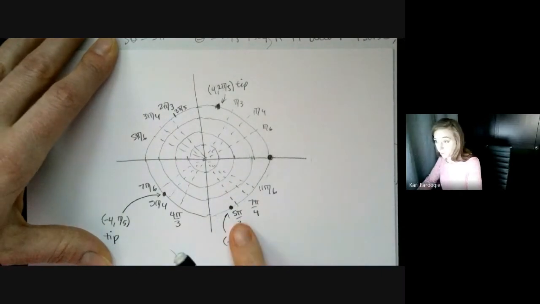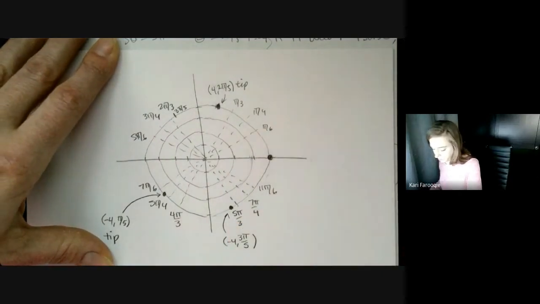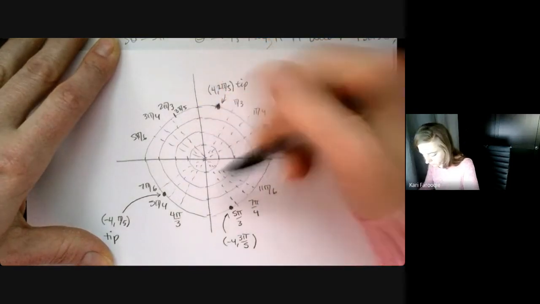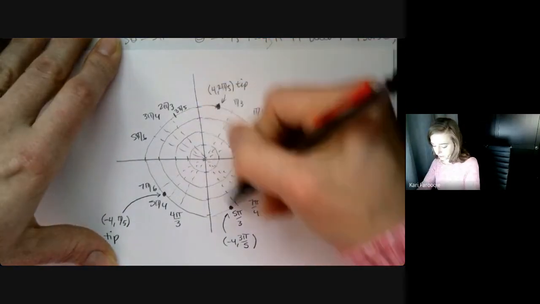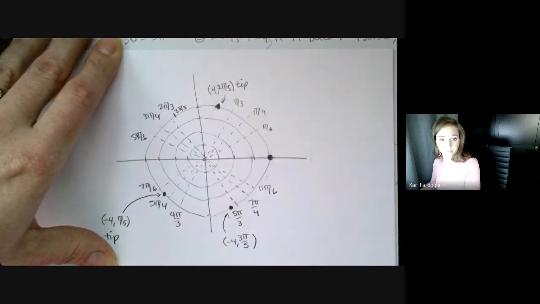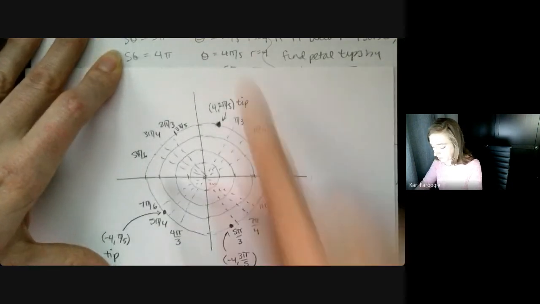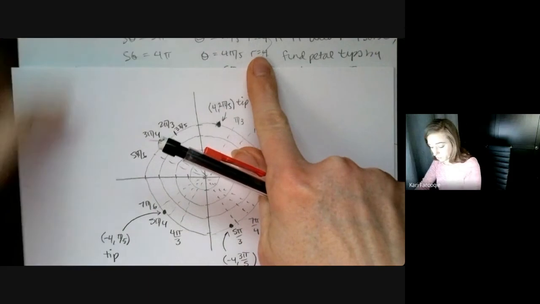Not to be confused with pi over 3. We haven't graphed anything there yet. But your 3/5 pi is going to come down to be a negative radius. And you should start to see that these petal tips begin to look equidistant. Now at 4/5 pi, your radius is 4.